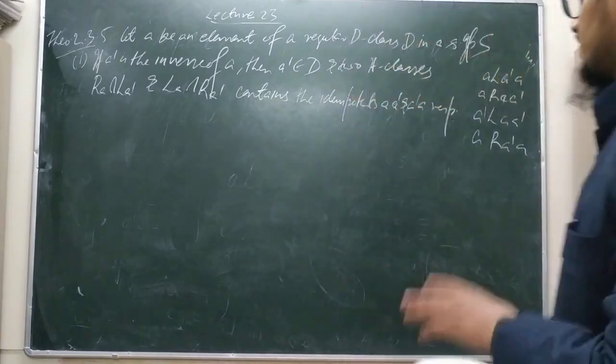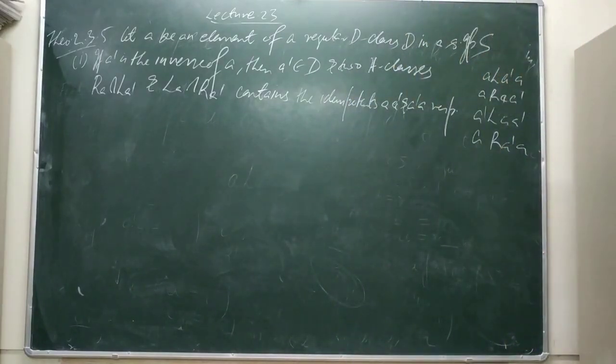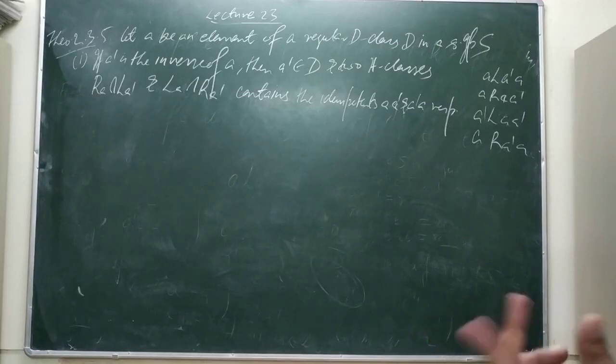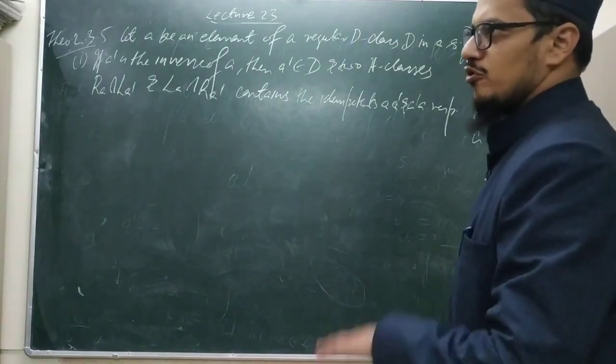See, first we will do the first part, correct? Let a be an element of a regular D class in a semigroup. It means we have a regular D class. So if a is regular, every element is regular, correct? Now the first part is: if a' is the inverse of a, then a' belongs to D, and we have already proved this, isn't it? That a and a' are D related to each other. So we have already proved this, correct?